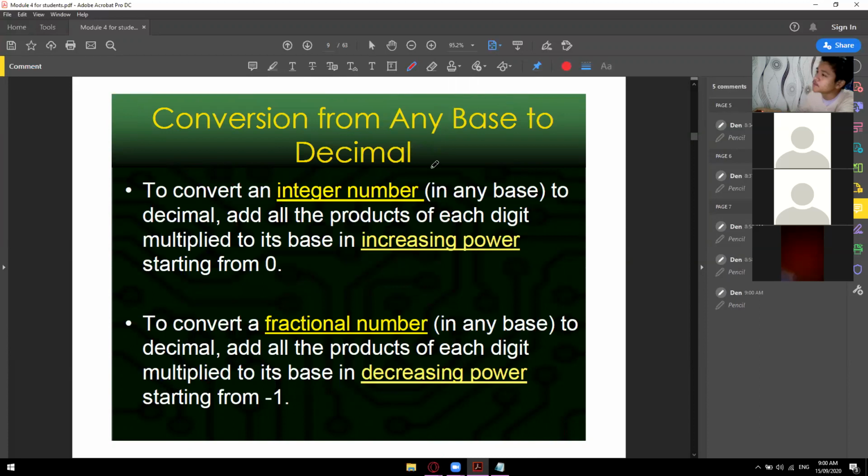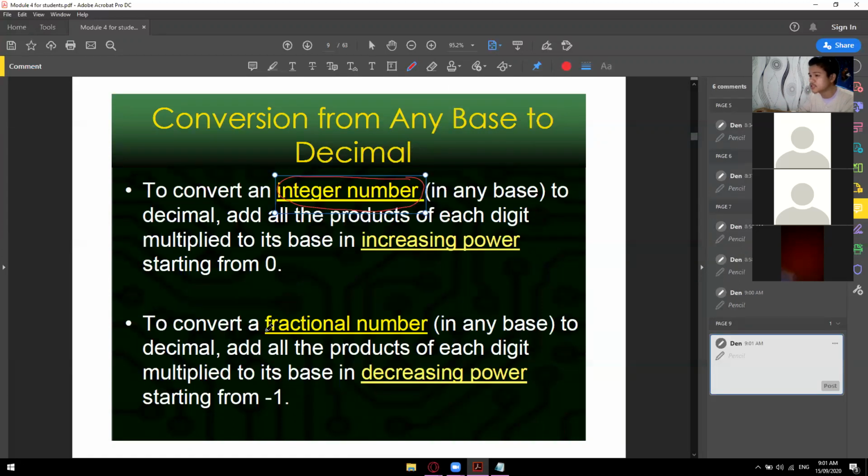Okay. So, let's do now the conversion. Conversion from any base to decimal. To convert an integer number in any base to decimal, add all the products of each digit multiplied to its base in increasing power starting from 0. Okay? So, ito yung sa whole number, integer number.